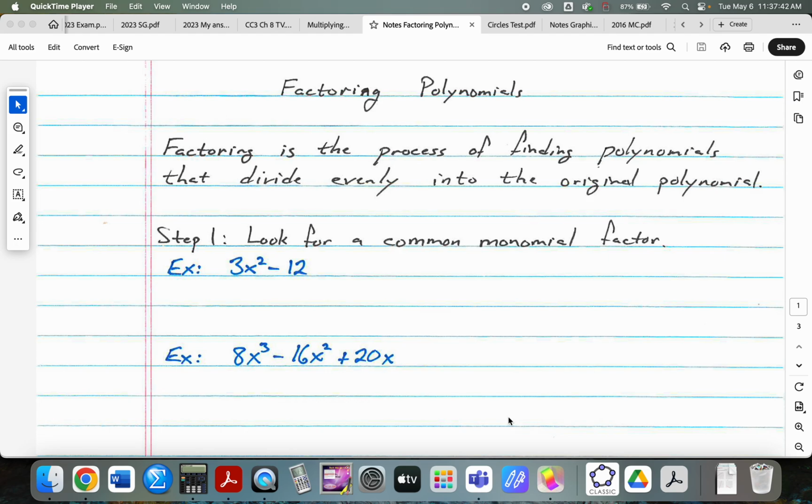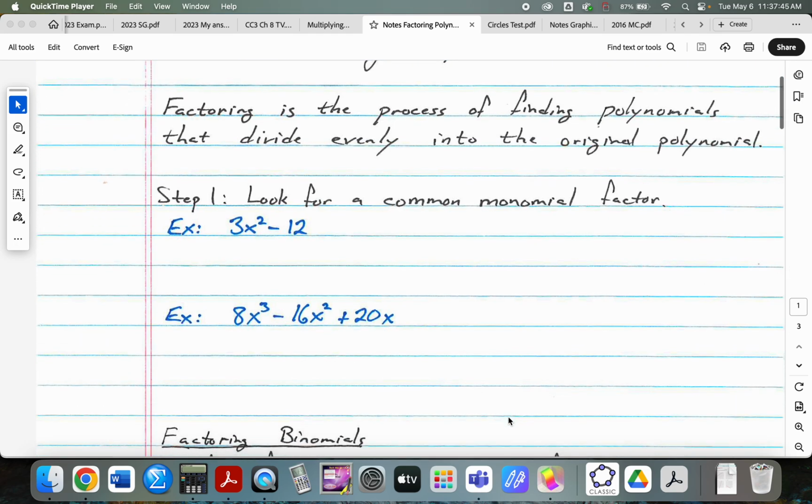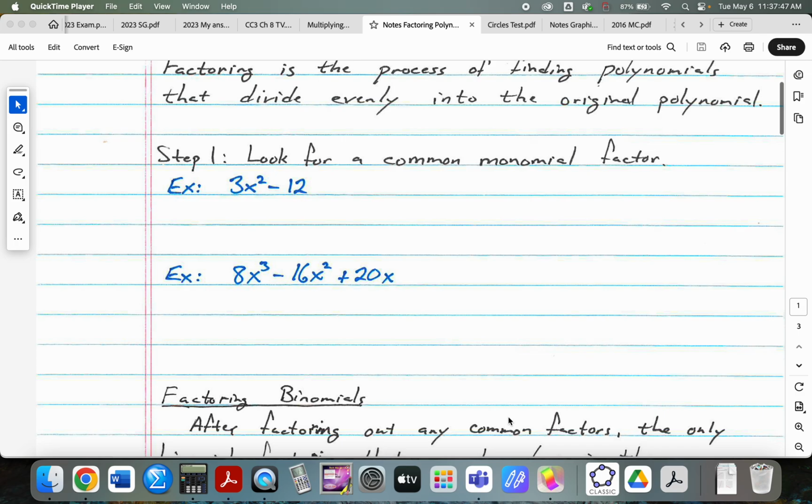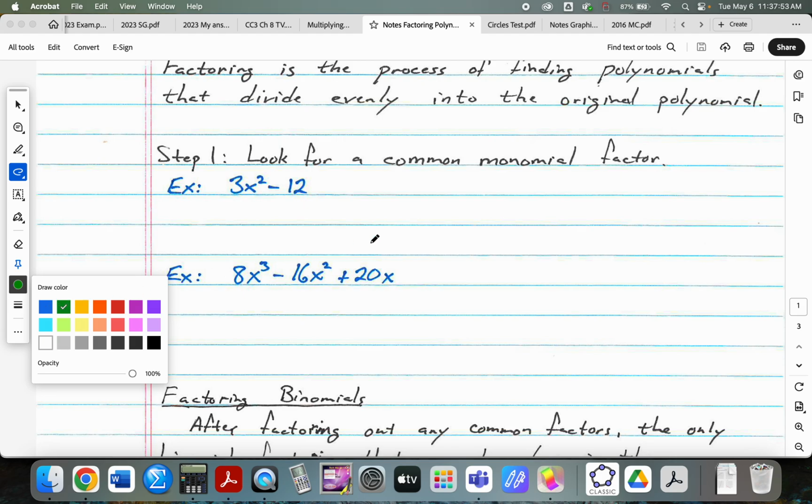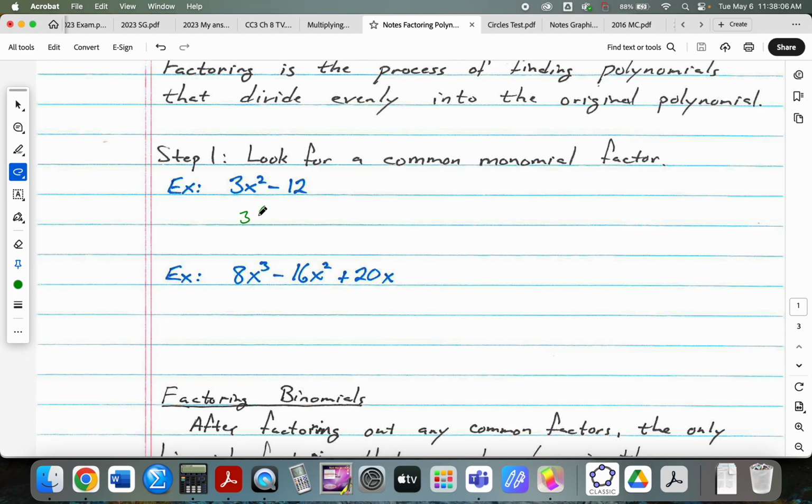So the first thing you always want to do, and students sometimes overlook this, is look for a common monomial factor, which is to say, is there something that will divide evenly into everything? So what is it that divides evenly into both terms, the 3x squared and the negative 12? 3. And that leaves you with 3 times x squared minus 4.